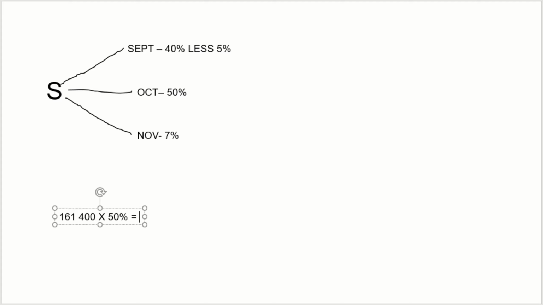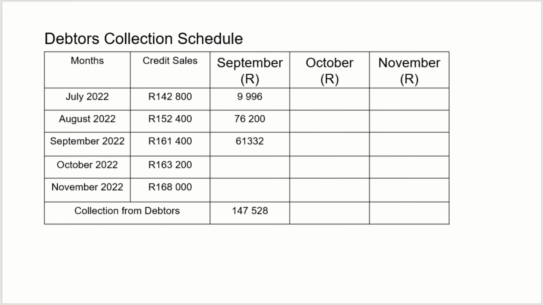161,400 rands multiplied by 50%, and that will amount to 80,700 rands. 80,700 rands will be the collection for the month of October. So we're gonna come right here where it's September and October and say 80,700 rands. All right, so that will be the collection for the month of October.